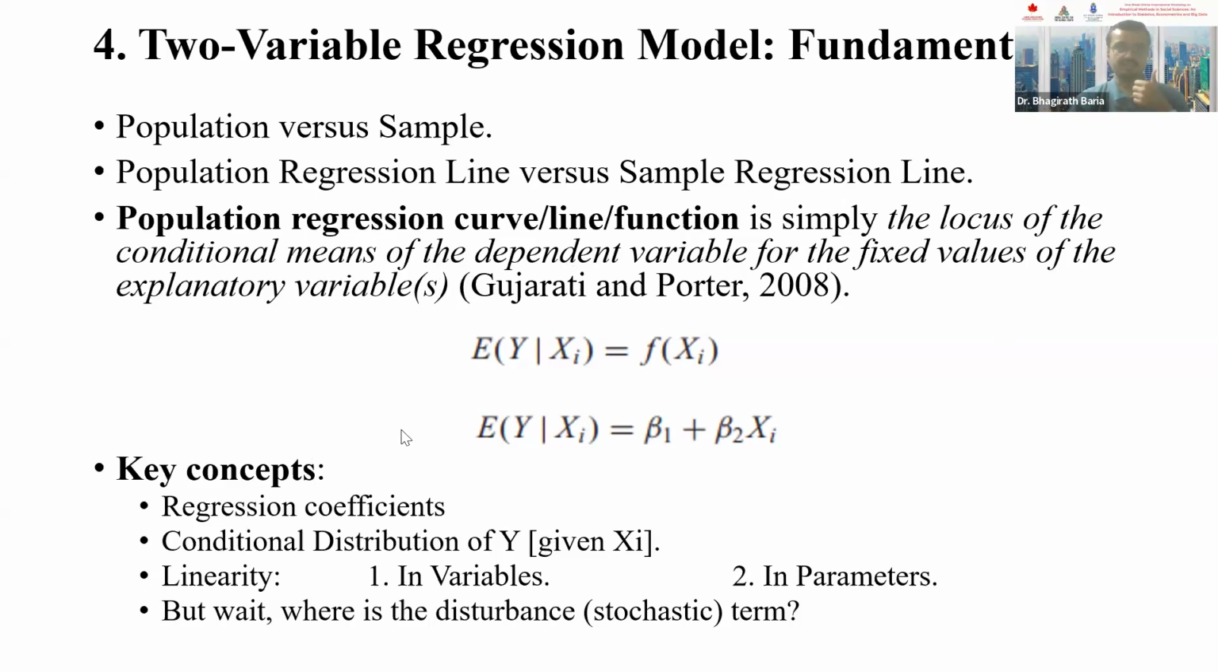What are the key concepts? Firstly, regression coefficients, beta 1 and beta 2. Beta 1 is the constant term. Even if you remove x from the equation, make it 0, so beta 2 into x, which is 0, will be 0. Beta 1 will still be there. That's your minimum value.